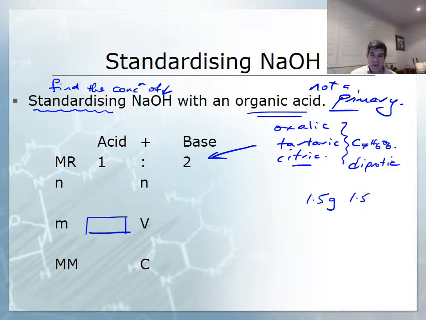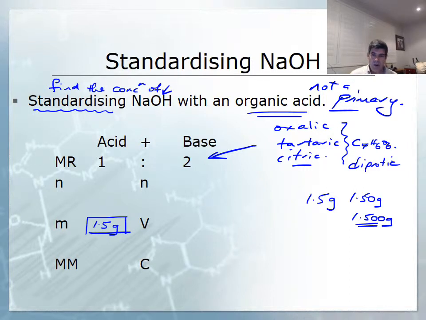and depending on how accurate your balance is, you may be able to get it to 1 decimal place, 2 decimal places, maybe even 3 decimal places. Okay, the more decimal places you can get it to, the more accurate it will be. So let's say, for the argument's sake, our mass of organic acid was 1.5 grams.